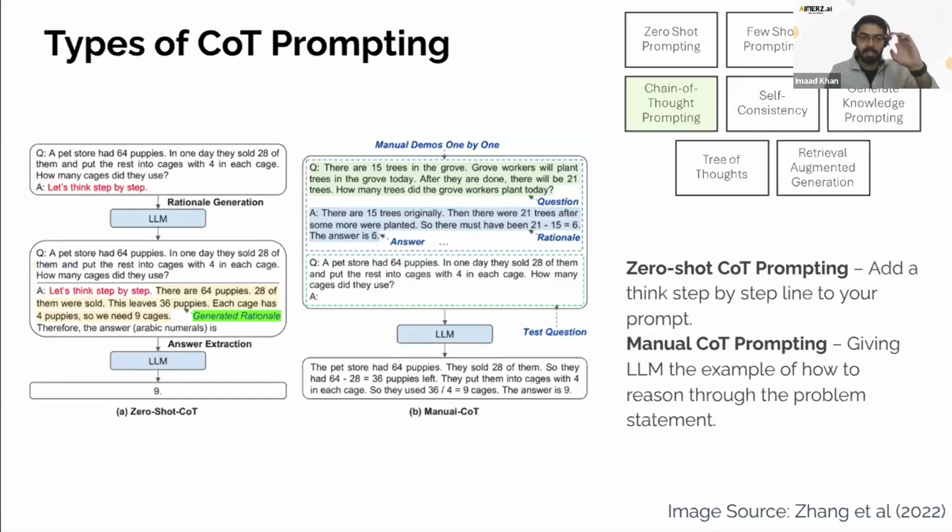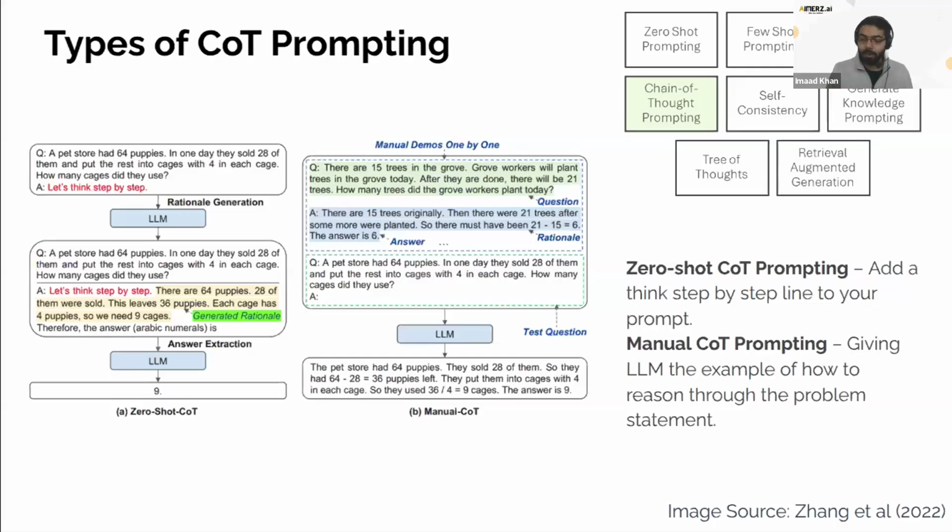I'm not going through the examples that you see on the screen. So there is one zero shot prompting on the left. There is one manual chain of thought prompting on the right. It's very similar to what I just said. In the first case, you just add think step by step. In the second case, you manually provide the logic. But this is cumbersome, right? So you have to keep doing this every time.